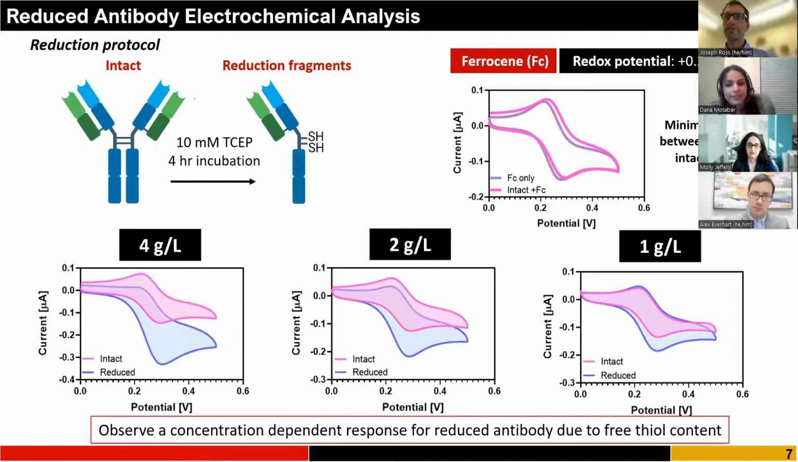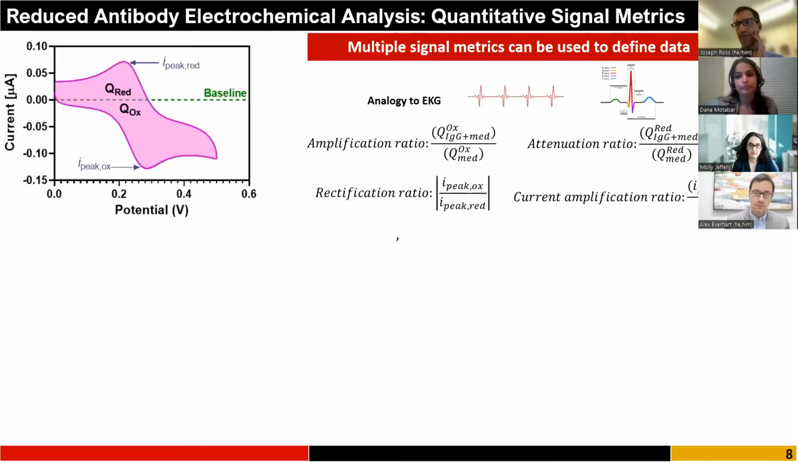But then you can see in these bottom plots here, we measured the reduced antibody over a concentration of about 4 to 1 gram per liter. And our plots show two things. One, we see that our method is able to detect antibody reduction for all concentrations. You're seeing a major difference in the shapes. And two, we observe a concentration dependent response. Higher concentrations of antibody yield larger oxidative currents, which is likely due to that higher free cysteine concentration.